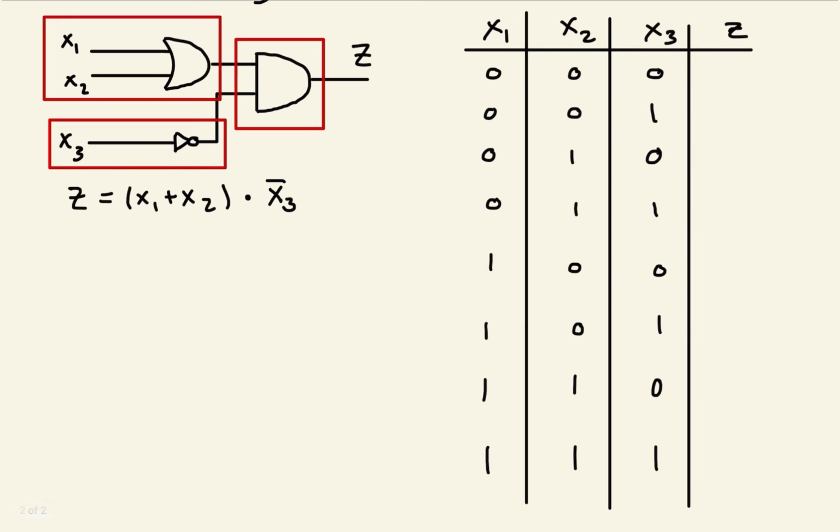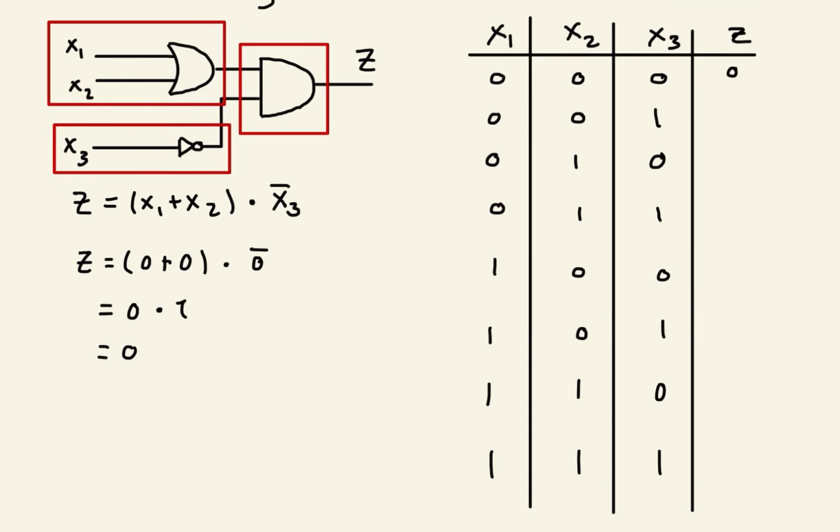I'm going to do a few examples for you, and I'm going to leave the rest of the truth table for you guys to finish by yourselves. What we're trying to find right now is z. So let's start with the first line. z equals 0 plus 0 times 0 complement. So 0 plus 0 will obviously be 0, and the opposite of 0 is 1, so we get 0 times 1, and normal algebra tells us that 0 times 1 is 0. So z, for the first line, where all 3 inputs are 0, will be 0.